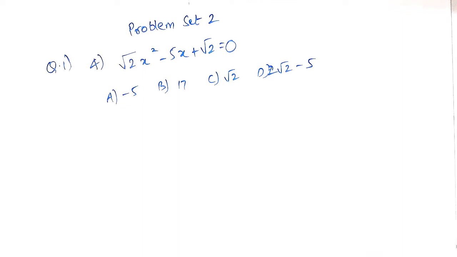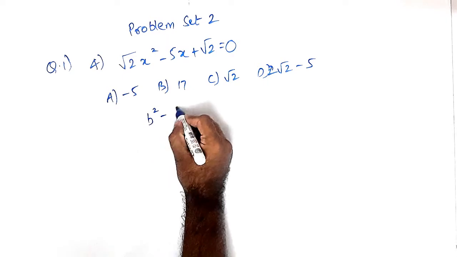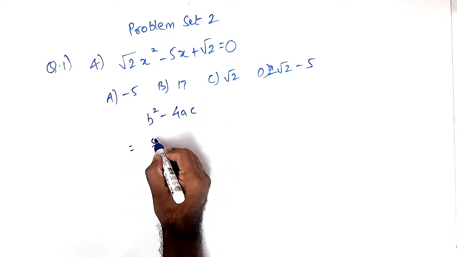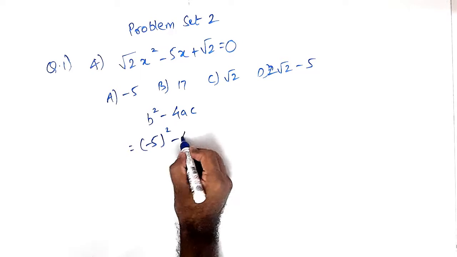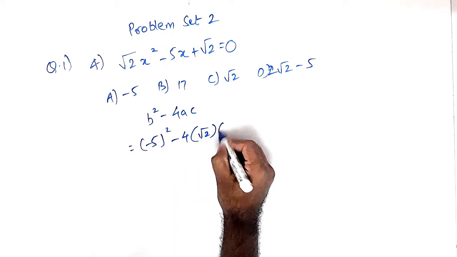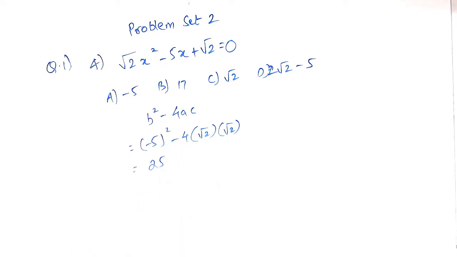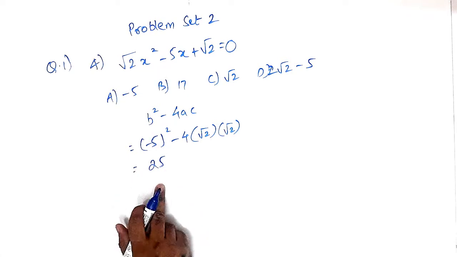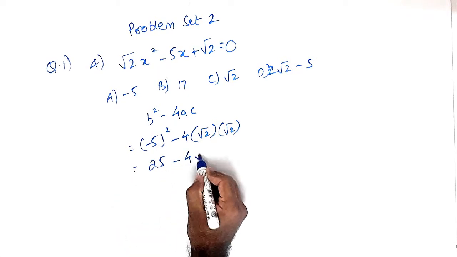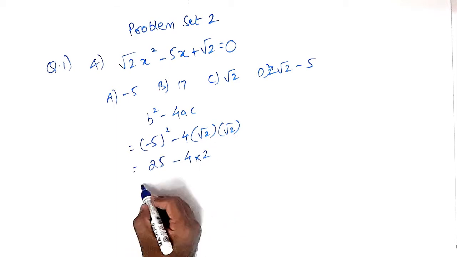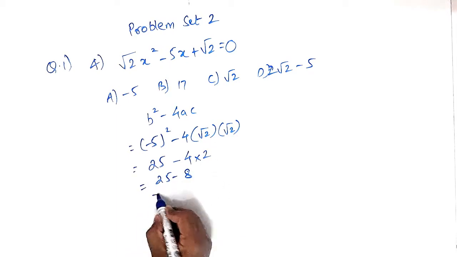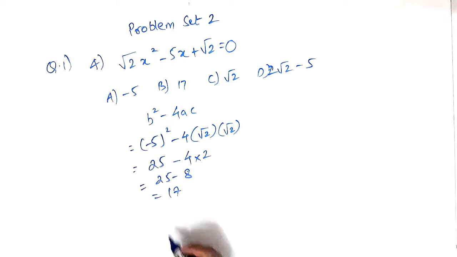They have asked the value of the discriminant. Okay, so we'll just write here what is b square minus 4ac. b is minus 5, a is root 2, and c is also root 2. So this becomes 25. Square of a negative number is always positive. Minus 4 into root 2 into root 2 becomes 2. So it is 25 minus 8. What is 25 minus 8? It is 17. So your option B is the correct option.